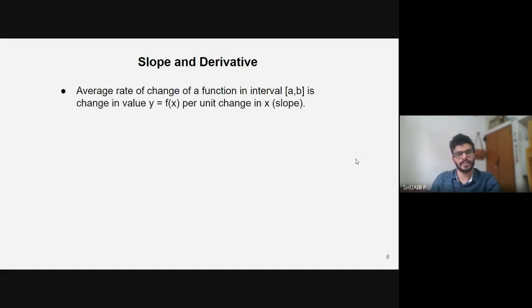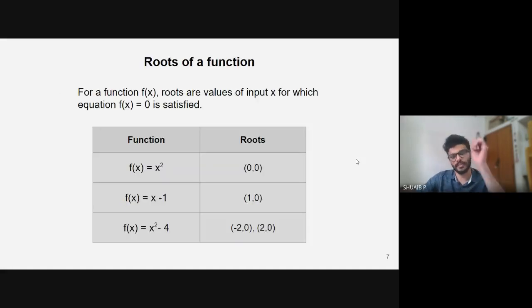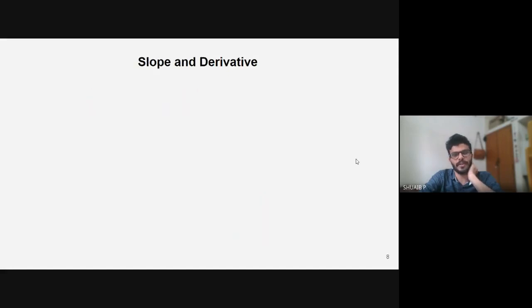Slope of a function. Does anyone have any question up to this point? If there is anything to be clarified or anything to be added by anyone, please let me know.